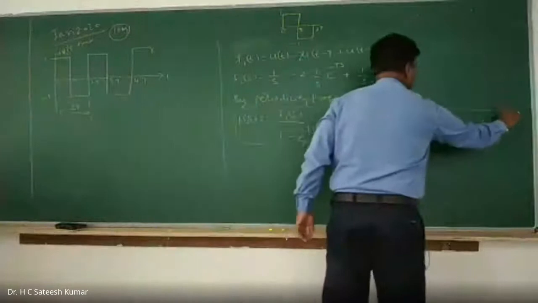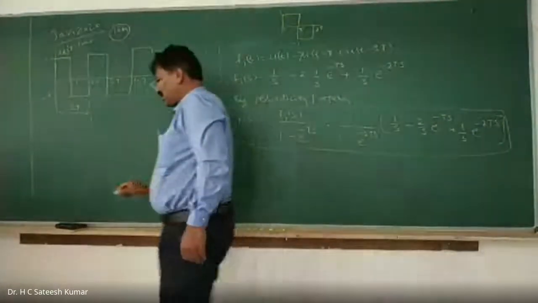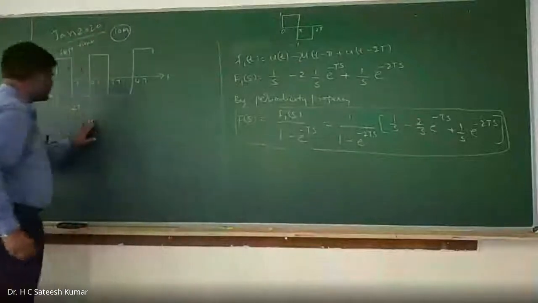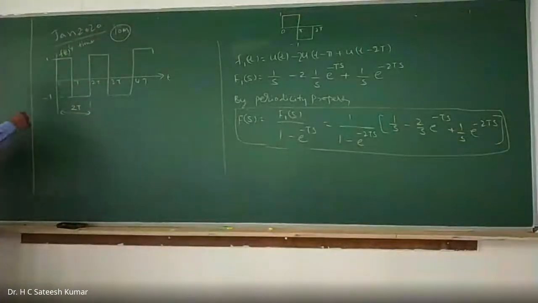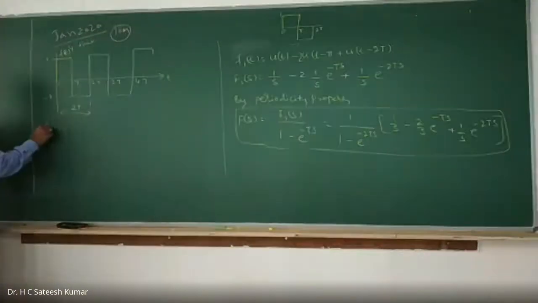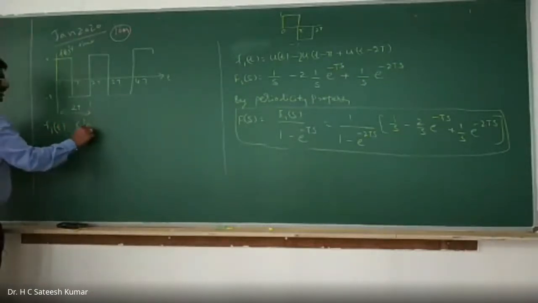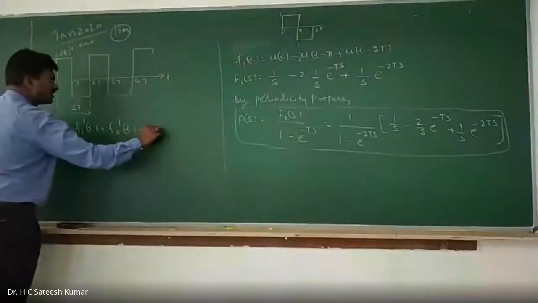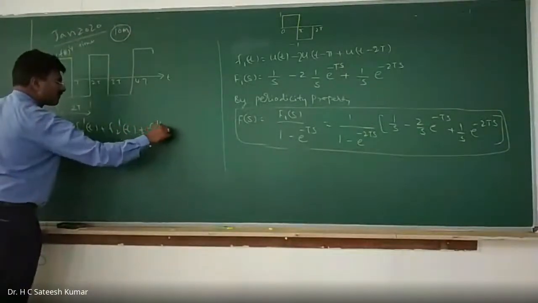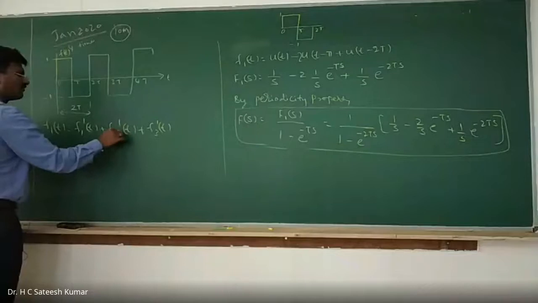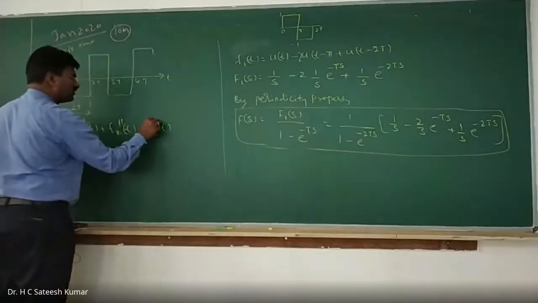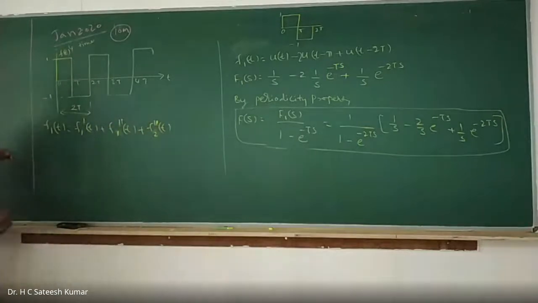Since we have done the shortcut method, this method may not fetch you full marks. Therefore, I am going to rebuild from the beginning. f1 of t can be written as f1 dash of t plus f2 dash of t plus f3 dash of t, sorry, f1 double dash of t, f2, f3 triple dash of t, we can write it.